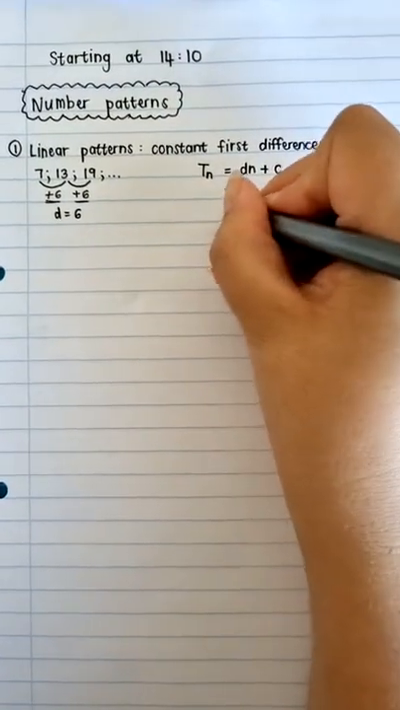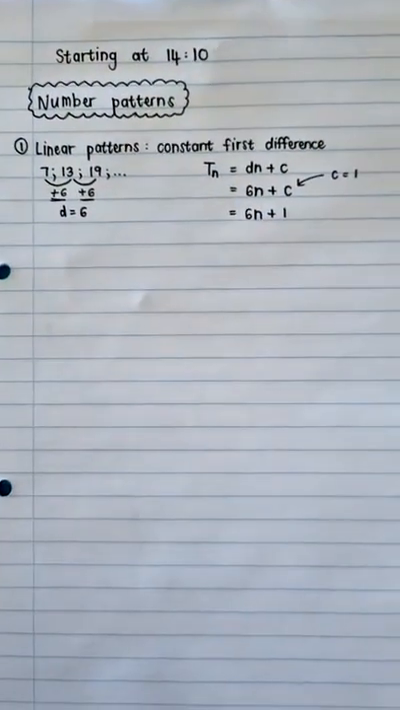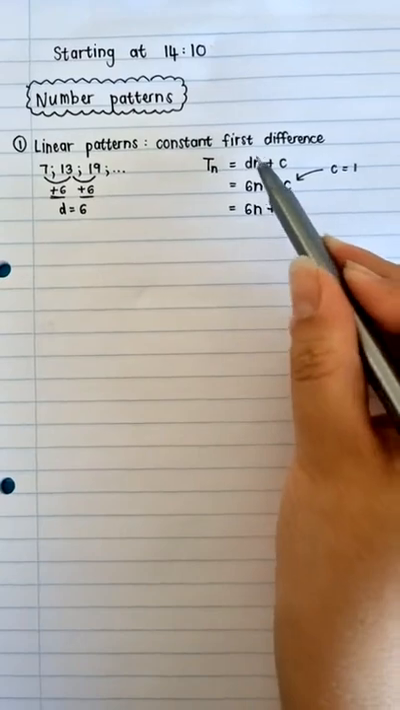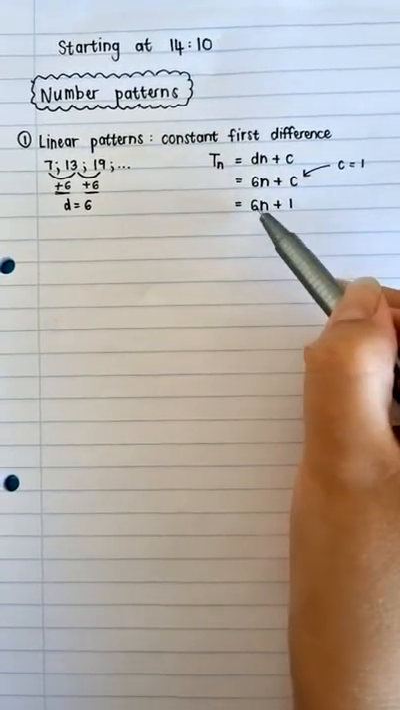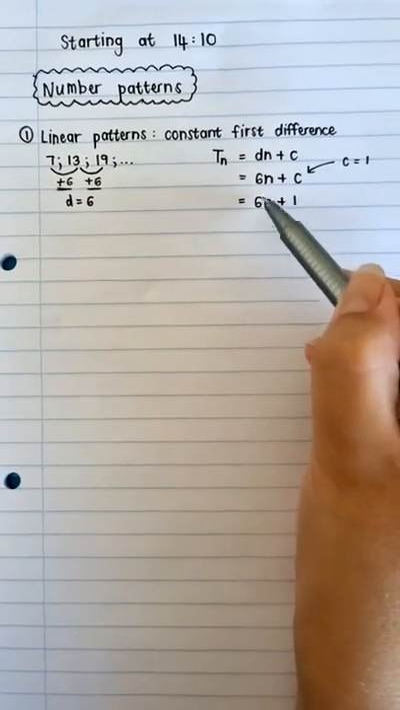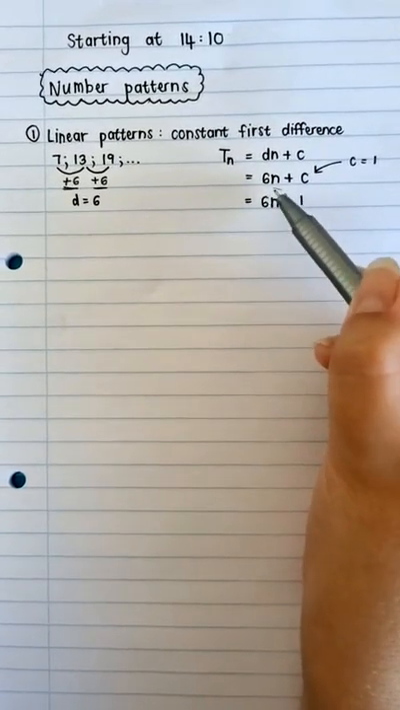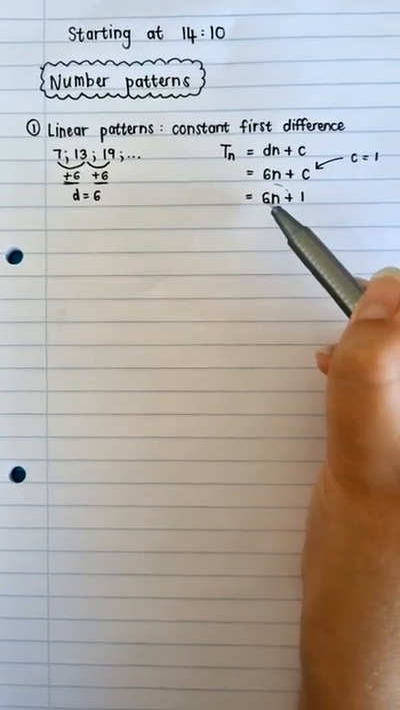So that means that your formula is in fact 6n plus 1. All right, so the D, or whichever letter you were taught, it doesn't matter. You can use a D. Many of you used A. Whatever that letter is, the letter that's the coefficient of n, the number that goes in front of n, that is your constant first difference.